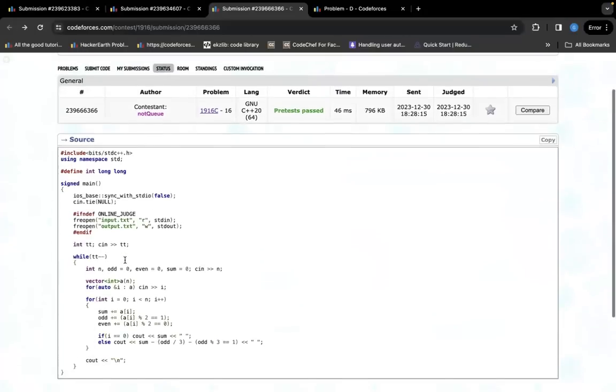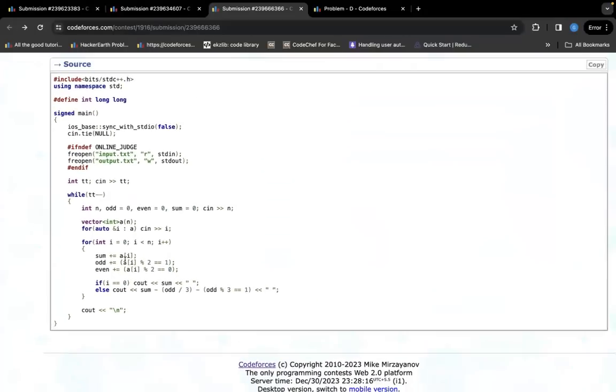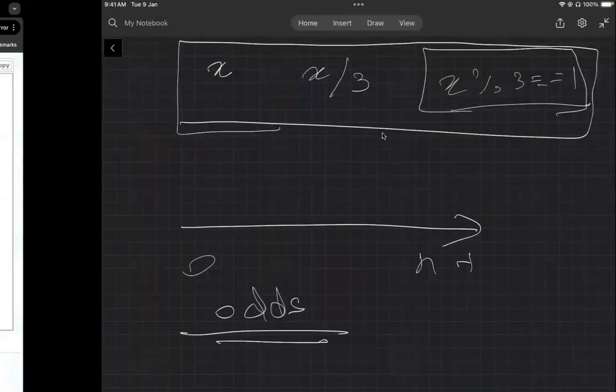So, I have solved this question in a very lengthy way.